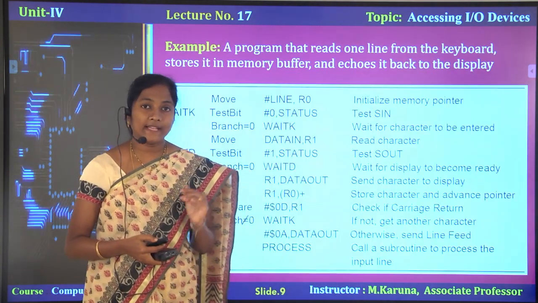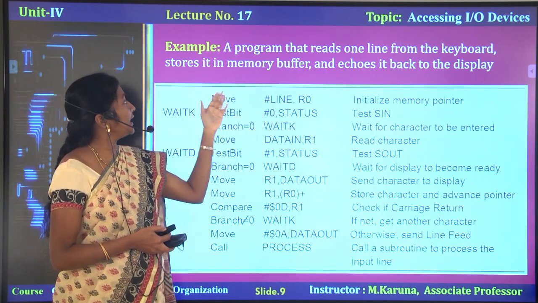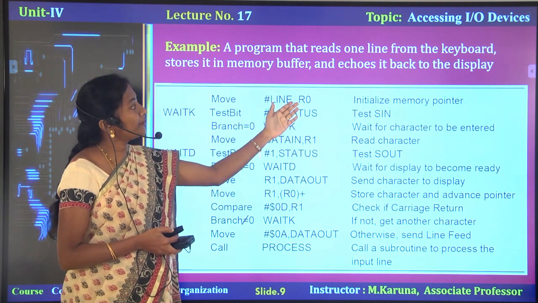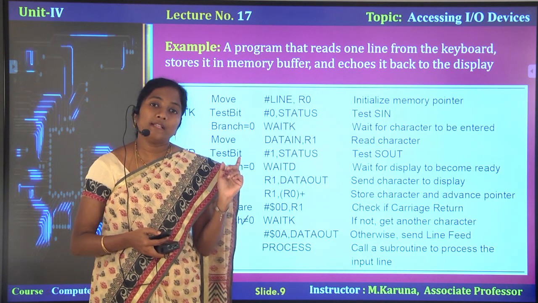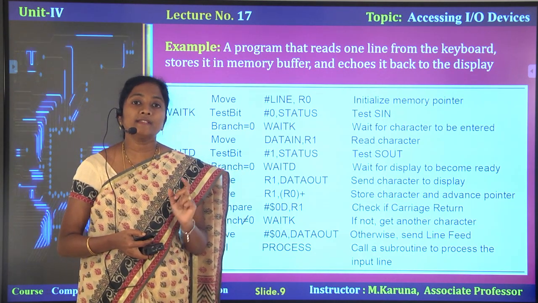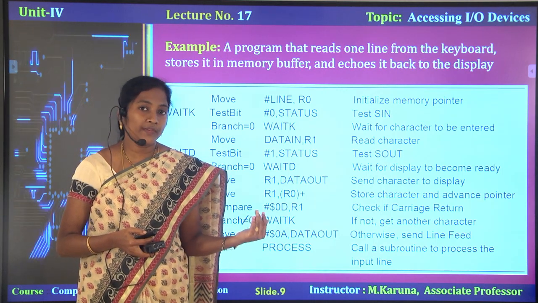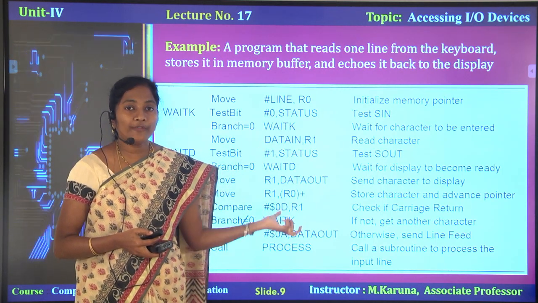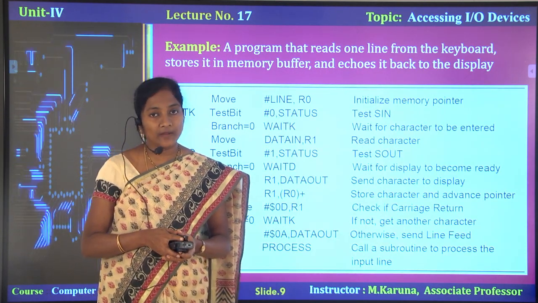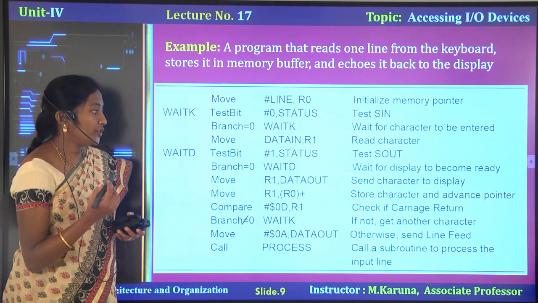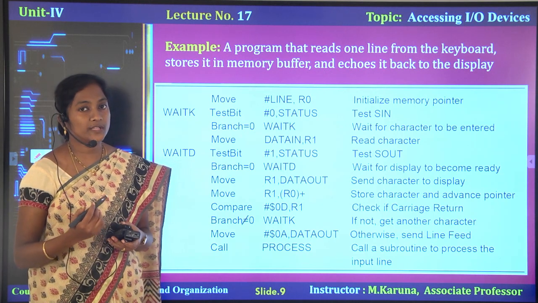Let us see one example. A program that reads one line from the keyboard, stores it in a memory buffer, and echoes it back to the display device. We already discussed this displaying of a line of characters in the case of basic in and out operations. In this topic also we will discuss the printing of a line of characters with the help of the keyboard and display device. You already know about this program, anyway we will discuss it again.